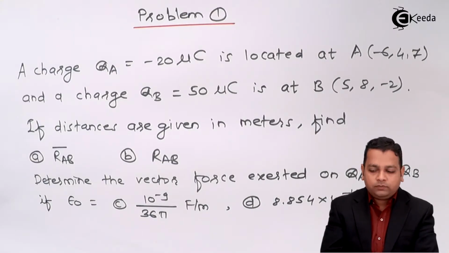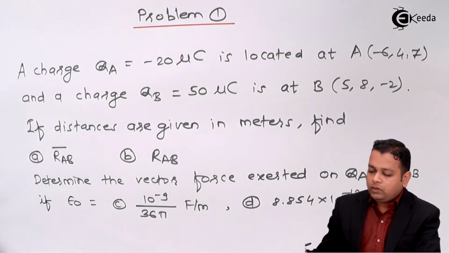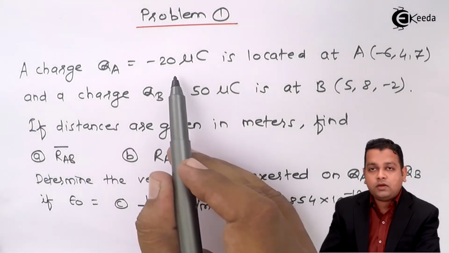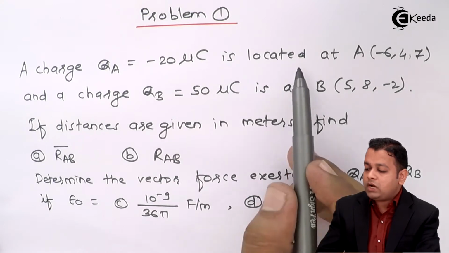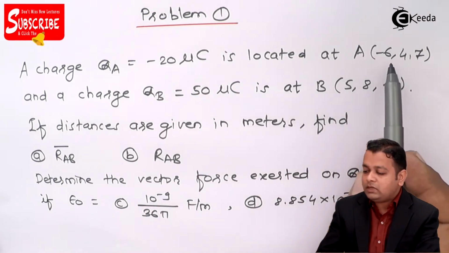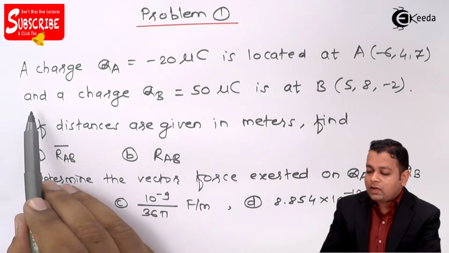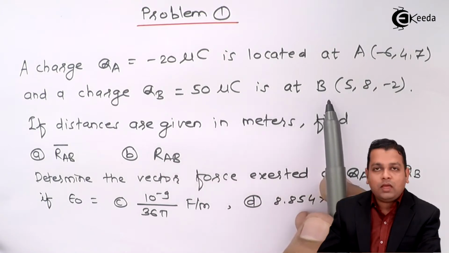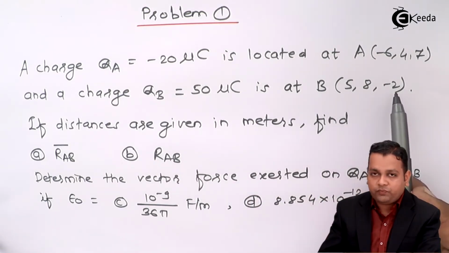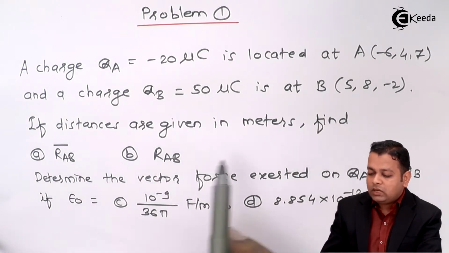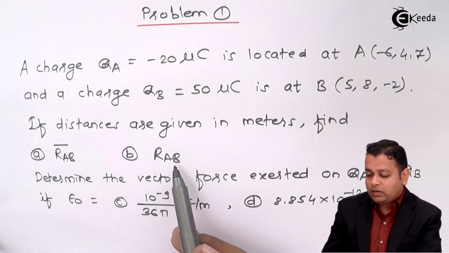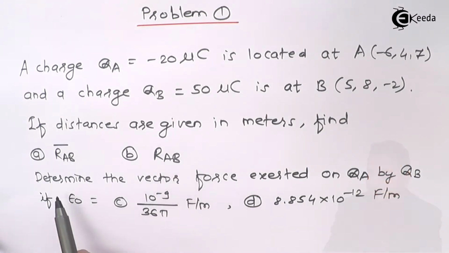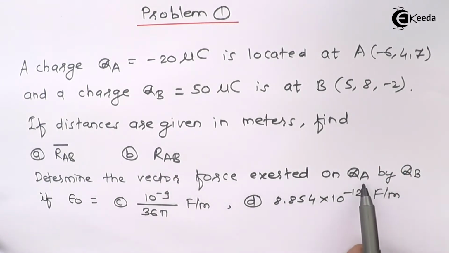The problem statement is: a charge QA having magnitude minus 20 microcoulomb is located at point A having coordinates minus 6, 4, 7, and another charge QB having magnitude 50 microcoulombs is at point B having coordinates 5, 8, minus 2. If the distances are given in meters, we have to find RAB bar, and RAB simply means the magnitude. Determine the vector force exerted on QA by QB, if epsilon 0 holds this value.